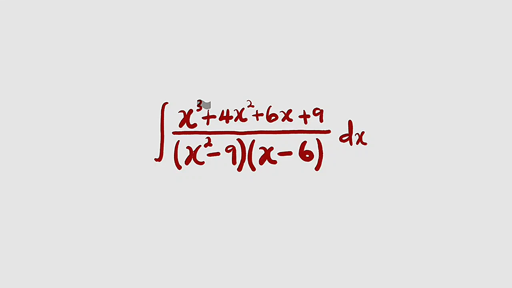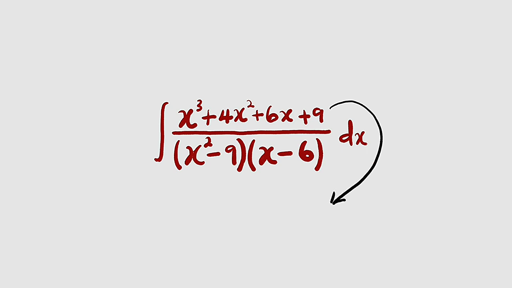Let us integrate this function. The function is (x to the power of 3 plus 4x squared plus 6x plus 9) divided by (x squared minus 9), multiplied by (x minus 6), with respect to x. The first thing I want us to do here is to reduce the function. Let us factorize the top first.